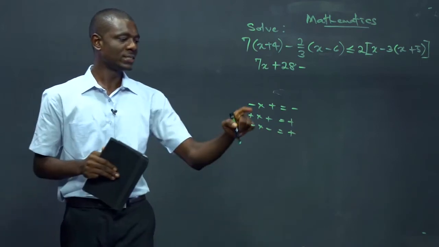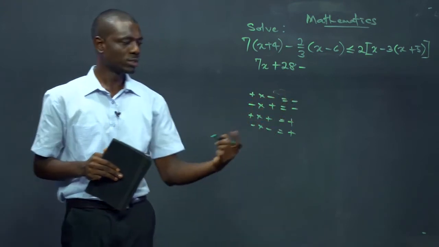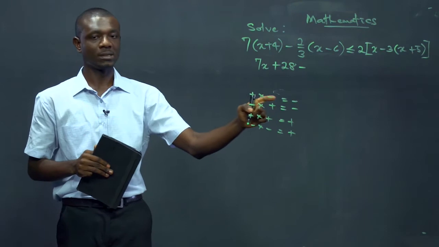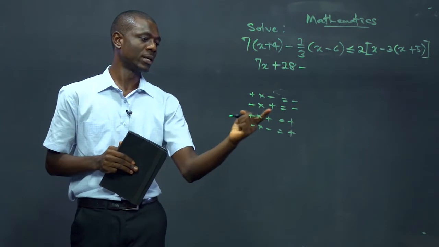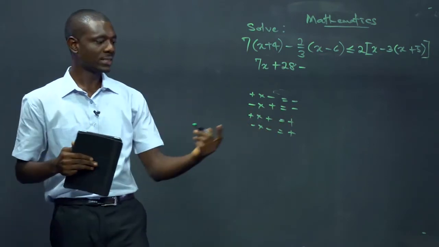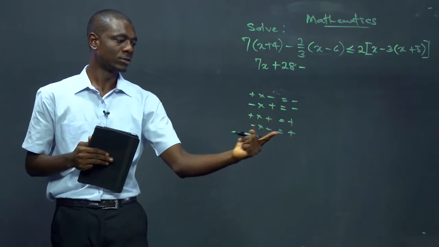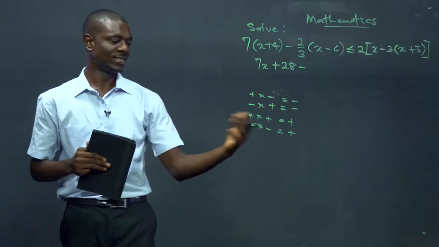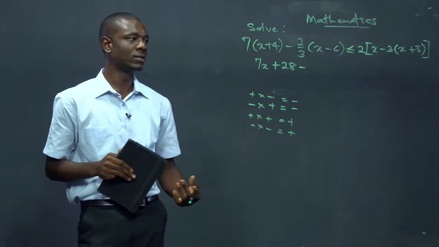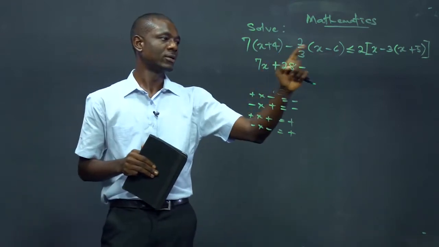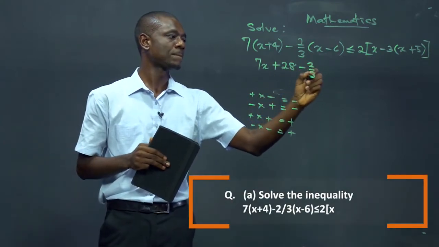What do you notice? When you are multiplying different signs, you will always get a negative value. The same thing happens here. Different signs, you are multiplying them, you get a negative value. But when the signs are the same, plus and plus, you have a plus. Minus and minus, you have a plus still. So when the signs are the same, you get a positive value. When the signs are different, you get a negative value. Here we see that this is minus, this is plus. You should get a negative value. So we have minus 2 over 3 x.